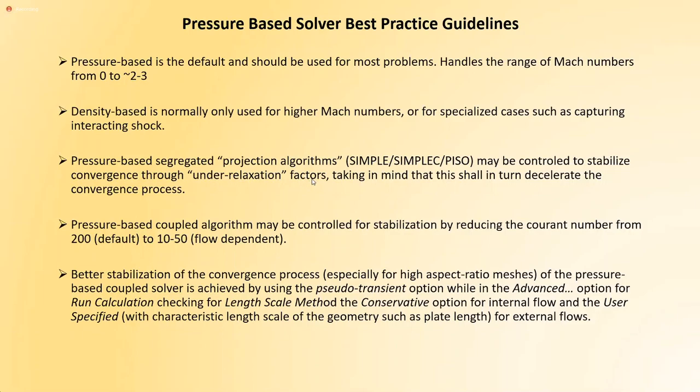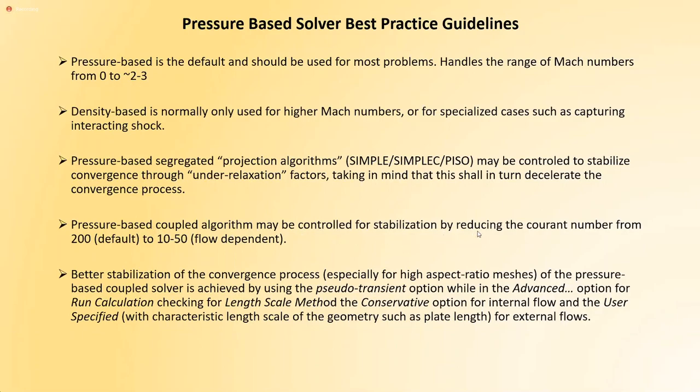Again, did anyone not understand what an under-relaxation factor is? It's like walking from the beginning of the room to the end of the room, and instead of taking 10 steps, every step I take is half a step, okay? I just use little steps. Sometimes it helps, but then it takes a lot more time to converge. Keep in mind that this should in turn decelerate the convergence process.